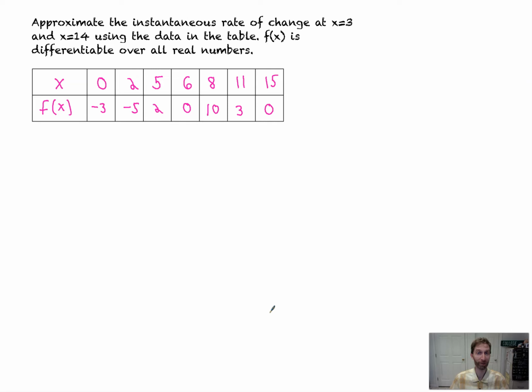Yo, we saved the best for last in this lesson. Actually, I lied. Honestly, video 2 was the best. That f to f prime graph stuff is sick. But this is pretty cool too.